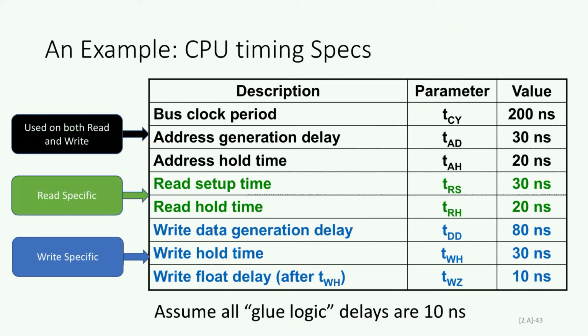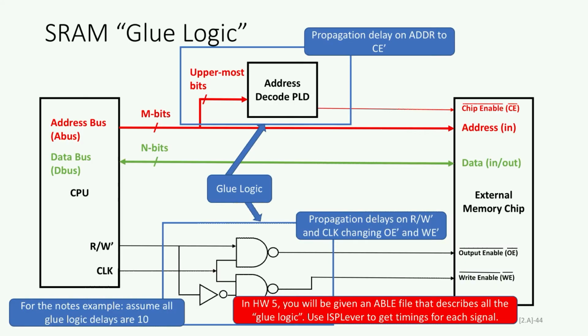So before we get into that, there is a note here about glue logic. Basically, there's some stuff in between when the signals change on the CPU and when they're visible on the memory. For this example that we're going to go through, we're going to assume all of those delays are 10 nanoseconds, but in reality you can figure out much more accurate estimates of glue logic delay.